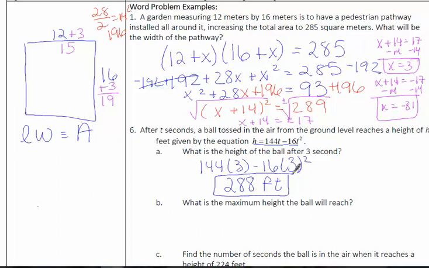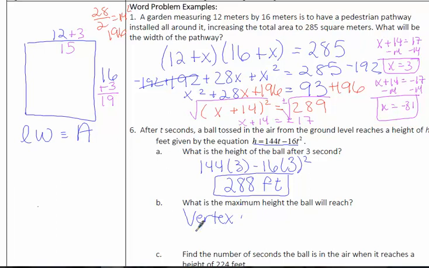So the next one says, what is the maximum height the ball will reach? You're looking for the highest point. That's probably going to be a vertex. So what's the vertex? H, K, yeah. Now I could find that by doing a couple things, graphing it and looking, right?